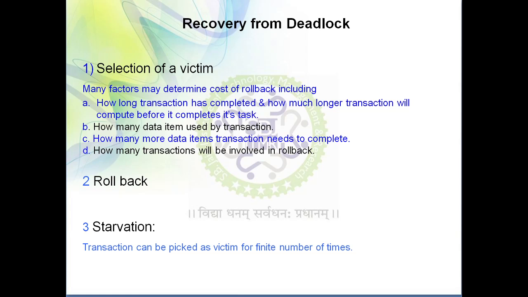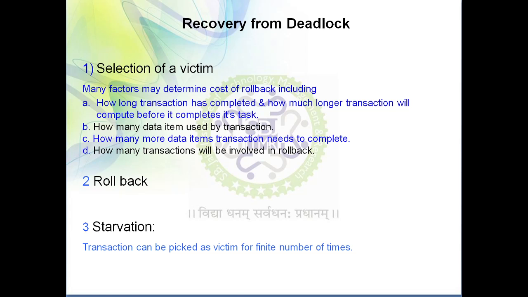Then the third is how many more data items the transaction needs to complete. Again the same example: transaction T1 requires 3 data items and transaction T2 requires only 1 data item. Which will you roll back? Of course transaction T1, because it requires more data items to be acquired. And the fourth criterion is how many transactions will be involved in the rollback. So these are the various criteria that you can use while selecting a victim for rollback.